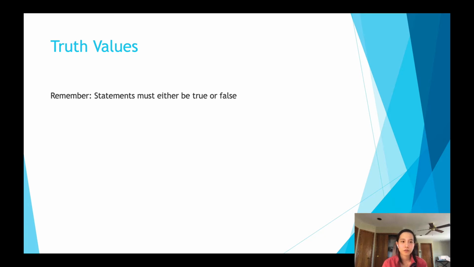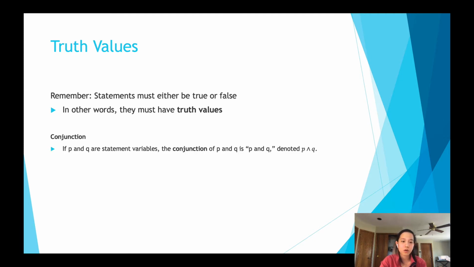So now let's talk about truth values. Remember that statements must either be true or false. In other words, they must have truth values. Let's remember what a conjunction is. If P and Q are statement variables, the conjunction of P and Q is P and Q.